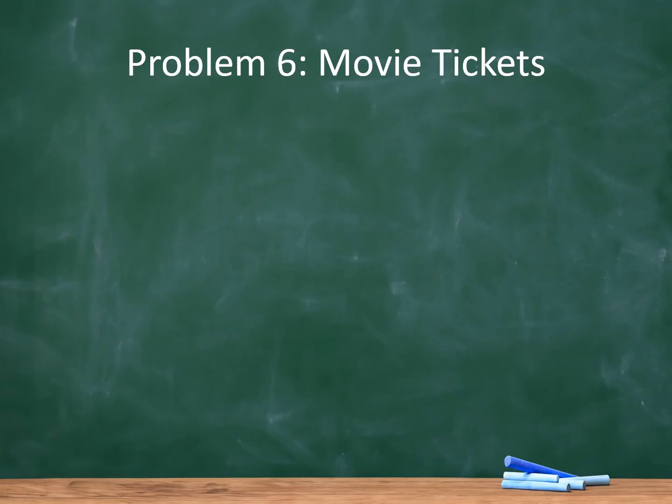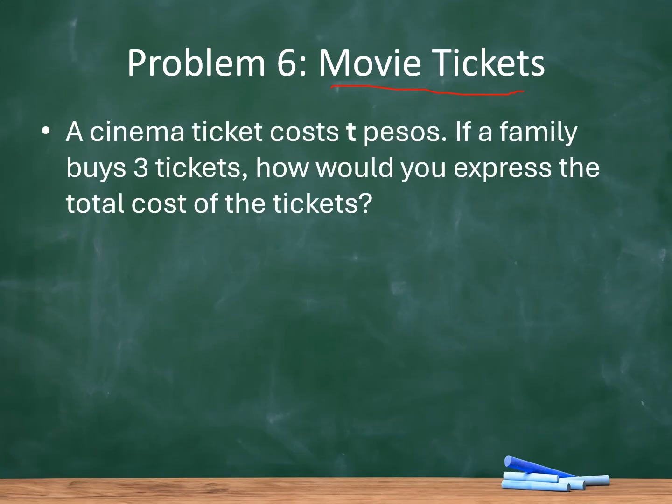Problem number 6. This time it's about movie tickets. A cinema ticket costs T pesos. We do not know how much is the cost per ticket, so we will use T to represent that quantity. If a family buys 3 tickets, how would you express the total cost of the tickets?